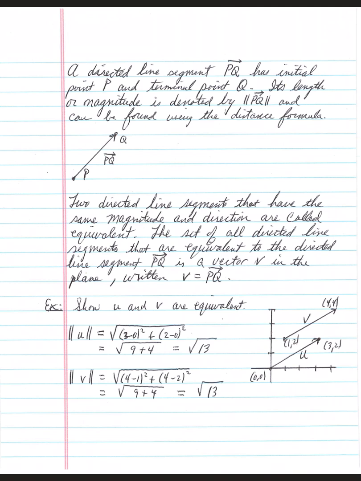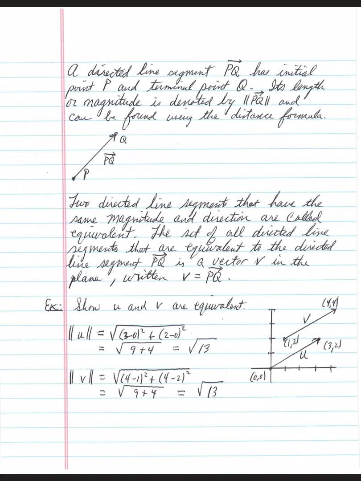Its length or magnitude, you'll hear that used interchangeably, is denoted by double vertical bars around your directed line segment. It looks like double bars with PQ inside and can be found using the distance formula. Now, just as far as the vocab goes, the initial point, the terminal point, directed, it's actually called a ray in geometry. And the arrow above tells you the starting letter P, the ending letter Q.